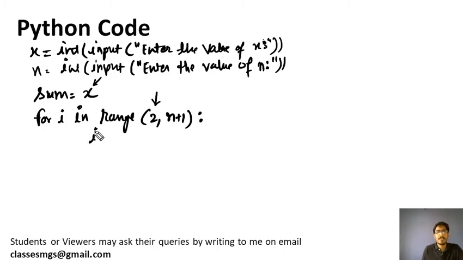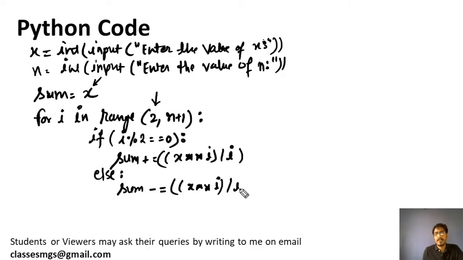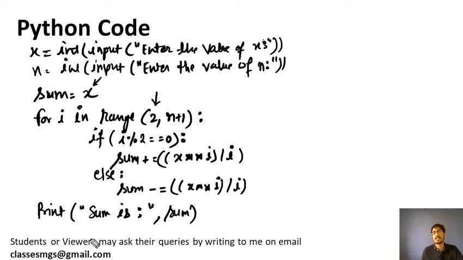And then what we need to do, we need to check if the i value is divisible by 2, that means an even term, then we need to add the term x double star i, x raised to power i. Okay, and if the term is odd, in that case sum minus equals x double star i divided by i, and at the end of this loop we will print the value of sum is. This is how you can write.